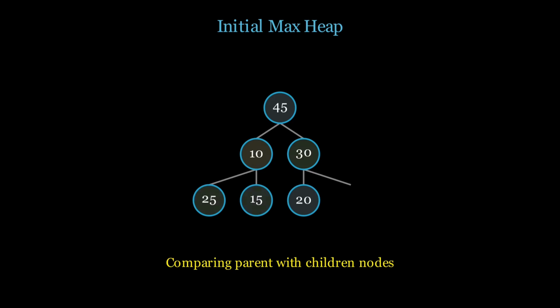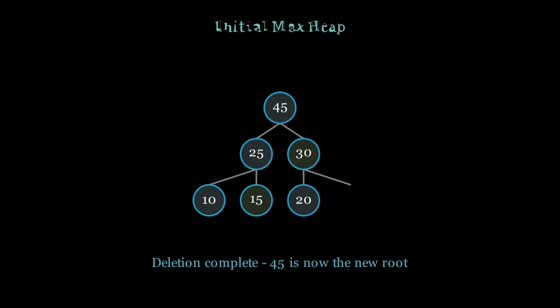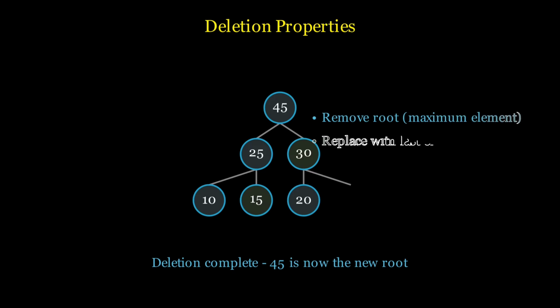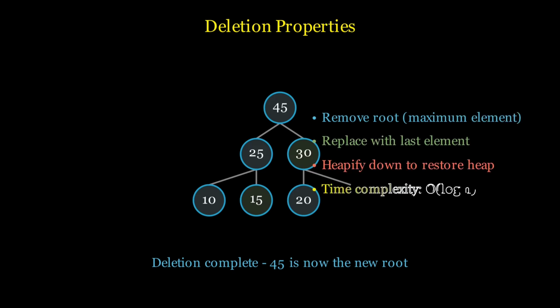So we compare the current position of 10 with its children. We find 25 as the largest element and swap it with 25. Now our root node deletion is completed and our updated root node is 45. With each deletion, we are effectively extracting the elements in decreasing order. This is actually the foundation of heap sort, one of the most efficient sorting algorithms with guaranteed n log n performance. This self-balancing property is what makes heap so efficient for both insertions and deletions.